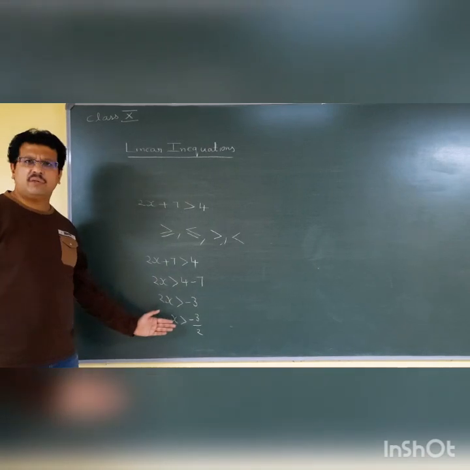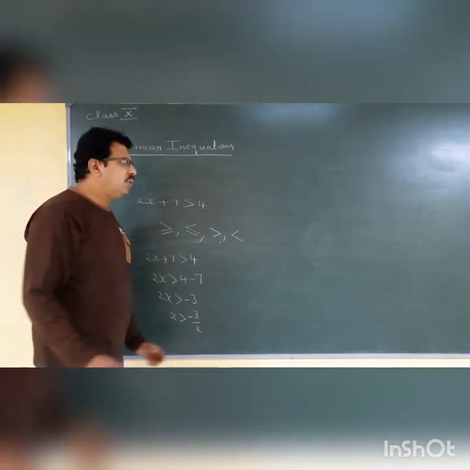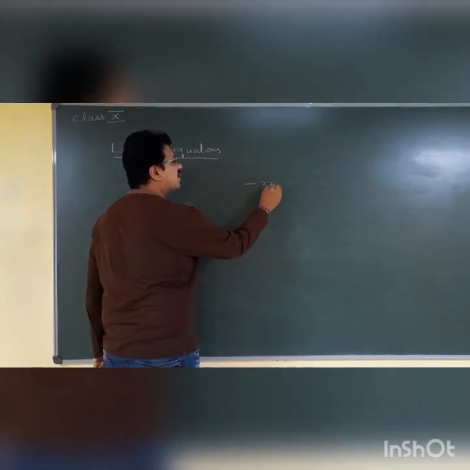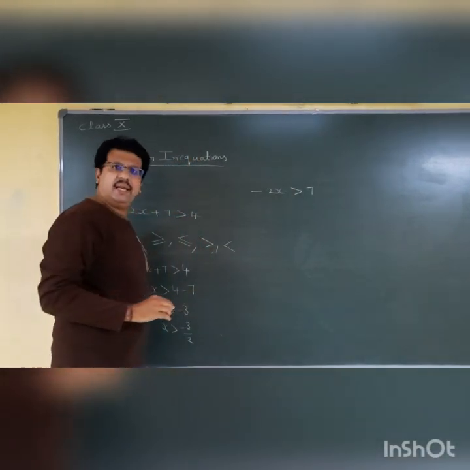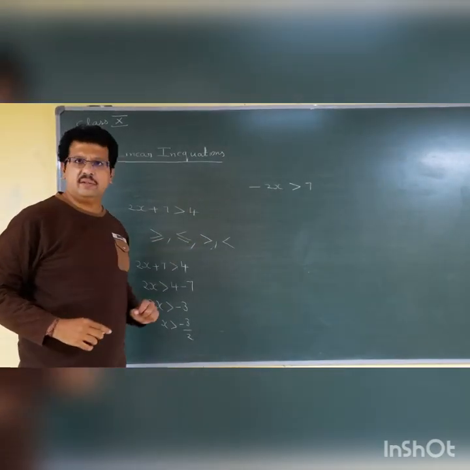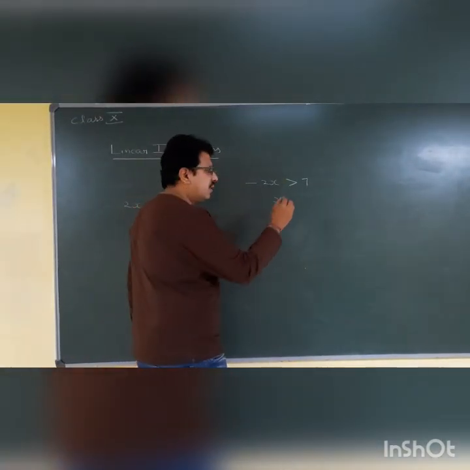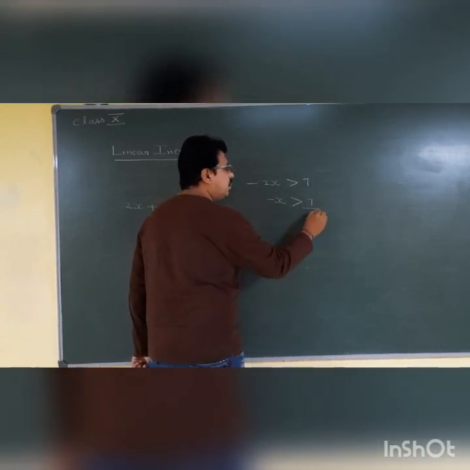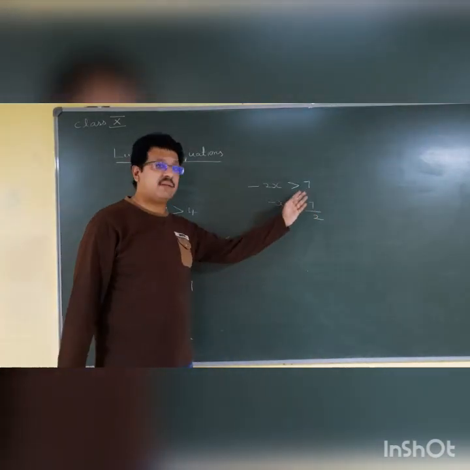This is a normal thing which you don't have to worry about. But children, you will have a problem like this: minus 2x is greater than 7. A negative sign is there. So if you write it, minus x is greater than 7 by 2, because I am bringing the 2 to the denominator.